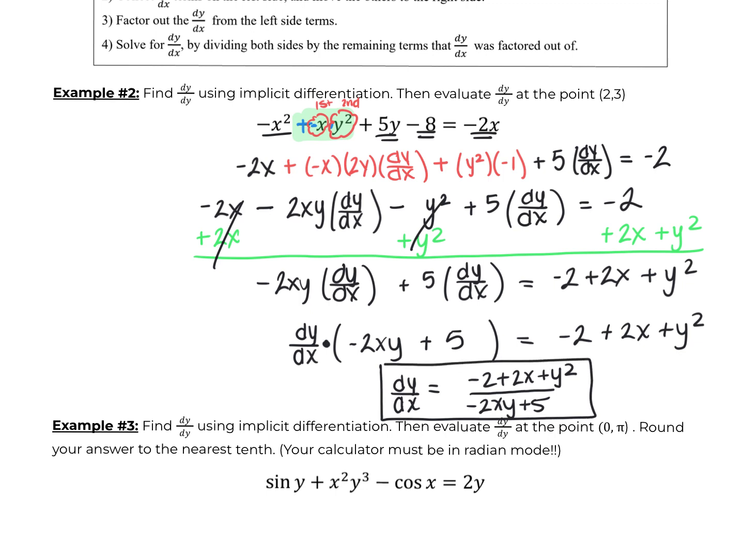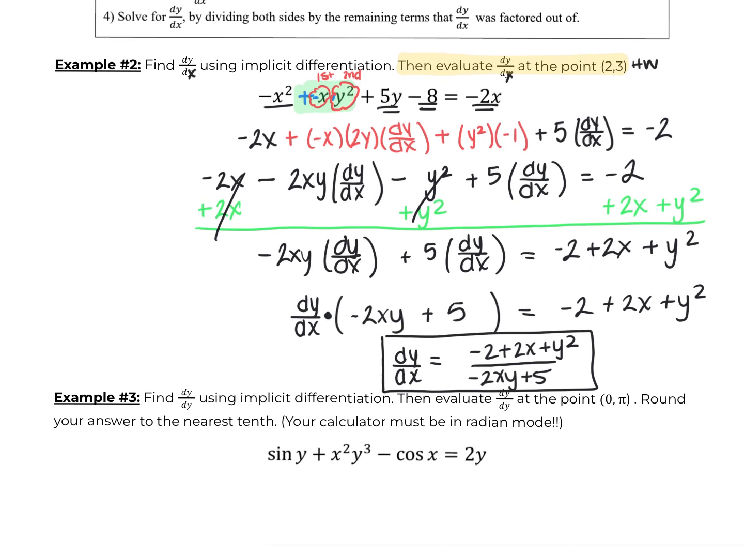So that's the first part of the problem. Again, find dy/dx using implicit differentiation. We did that. Then evaluate dy/dx at this point. I'm going to save this part for you to do for homework. Evaluate dy/dx at this point. Model it the same way that we did the first example. So do this part now for homework.